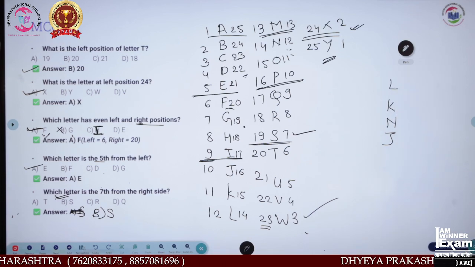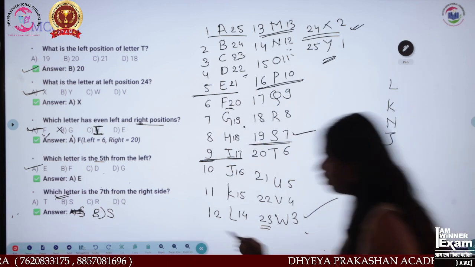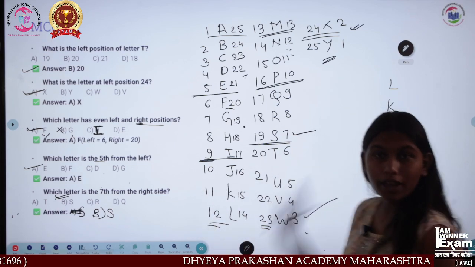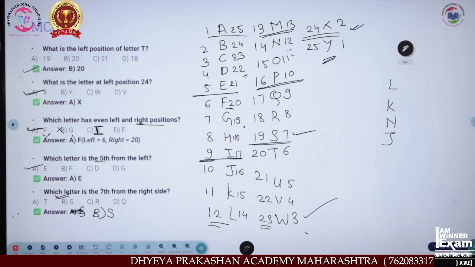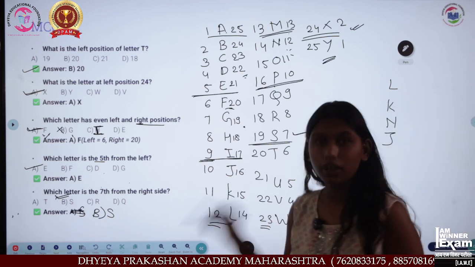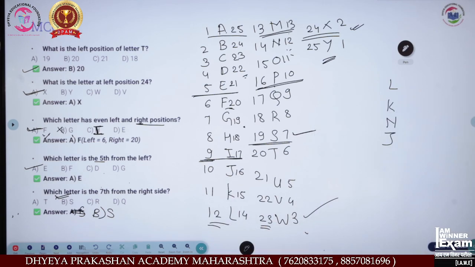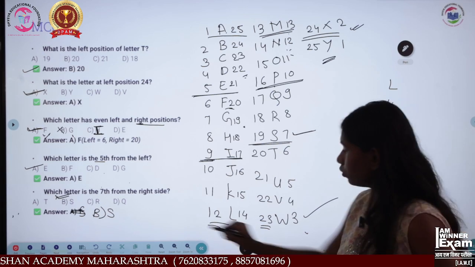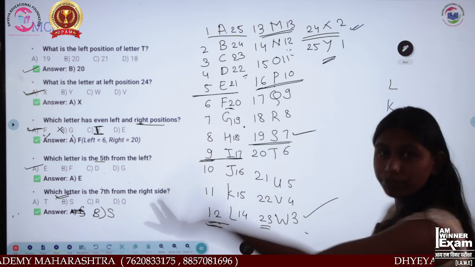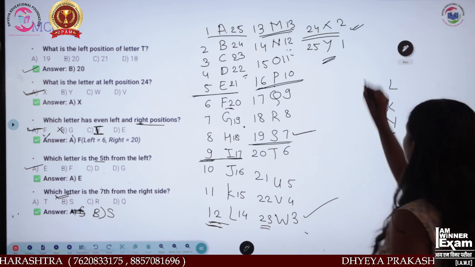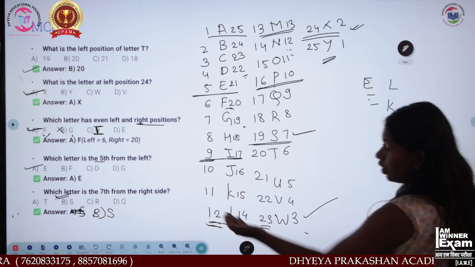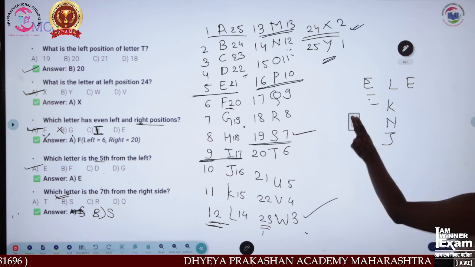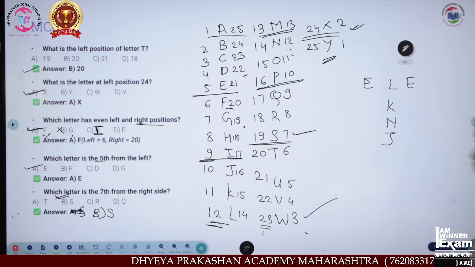So let's find the L. Here comes the L. Now L has 12 on the left and 14 on the right. Both these numbers come in the twos table. So what is meant by this? The left side of the L is an even number and the right side of the L is also an even number.